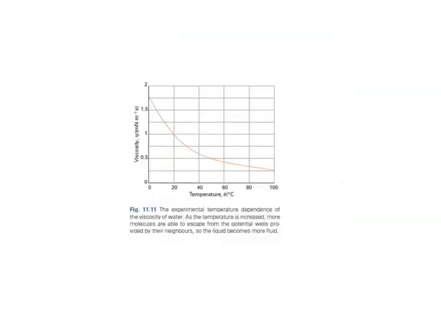And here we have figure 11.11, which demonstrates the relationship between temperature and viscosity. You can see here the experimental temperature dependence of viscosity of water specifically. As the temperature is increased, more molecules are able to escape from the potential wells provided by their neighbors, so the liquid becomes more fluidic.